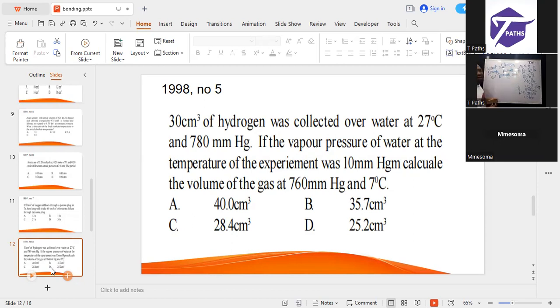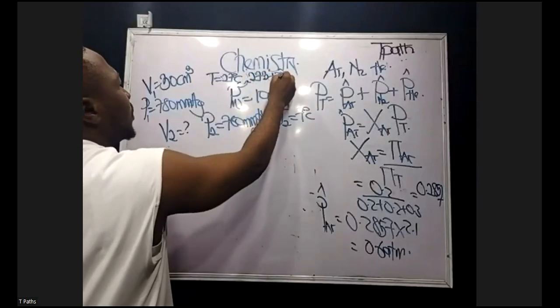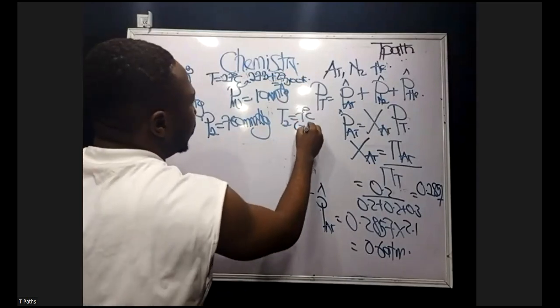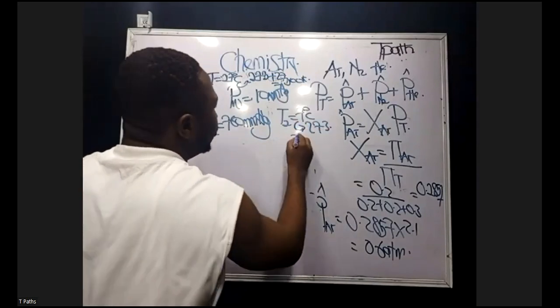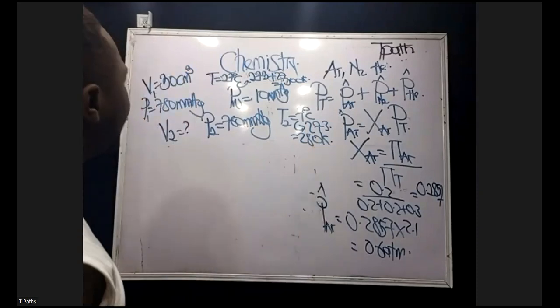Guys, this is a very good question. Please, let's follow up. First of all, let's convert the temperatures to Kelvin. We add 273 plus 27, which is 300 Kelvin. Then 7 plus 273 is 280 Kelvin.